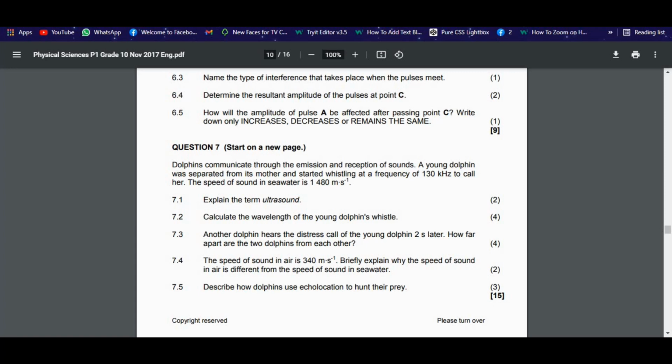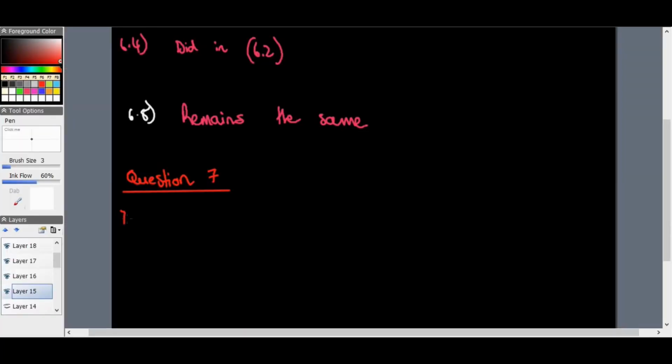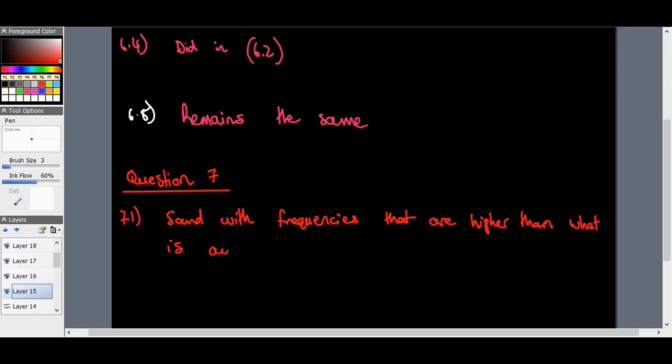Now, explain the term ultrasound, okay? Teachable moment here, 7.1. Ultrasound is basically sound with frequencies that are higher than what is audible to the human ear.